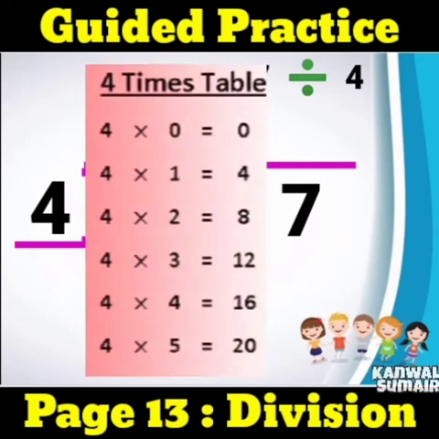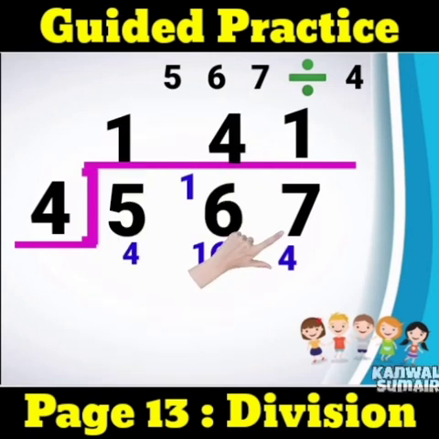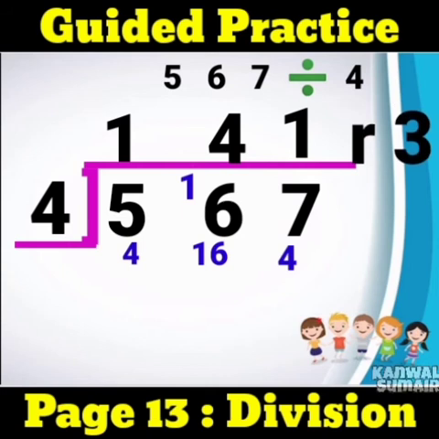In the 4 times table, 7 doesn't come, so the smaller number which comes is 4. 4 times 1 is 4. Now let's subtract. 7 minus 4 is equal to 3. Now where will this 3 go? There is no other number to go with, so 3 is the remainder. Which means that 567 is not exactly divisible by 4. It has a remainder. Something is left over here.